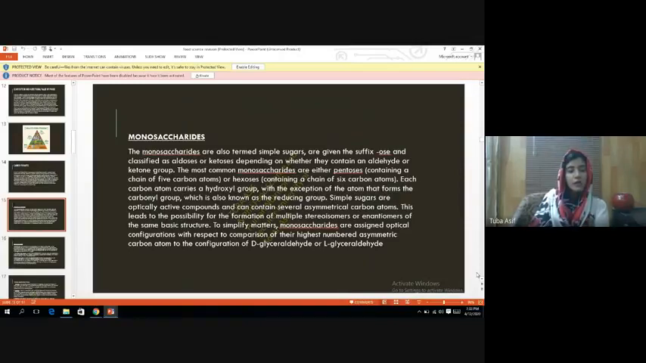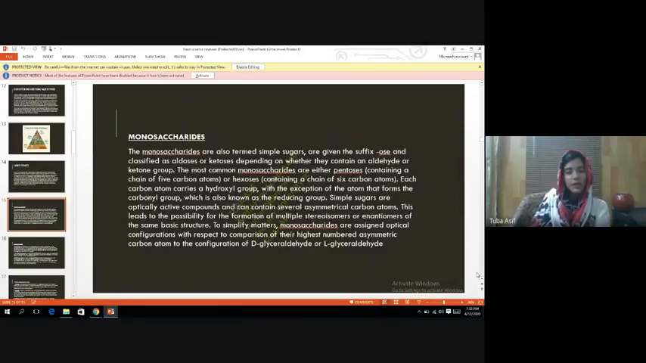They usually have 3 to 9 carbon atoms in their structure, and monosaccharides are the simplest sugars. They cannot be hydrolyzed because they're already in the simplest form. The most common monosaccharides are either pentoses or hexoses, where they contain five carbon atoms or six carbon atoms.